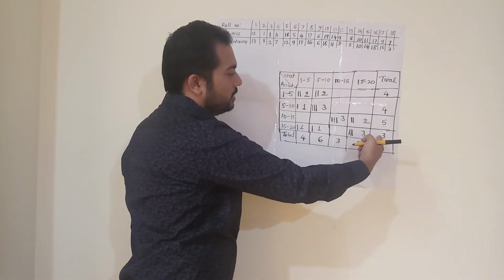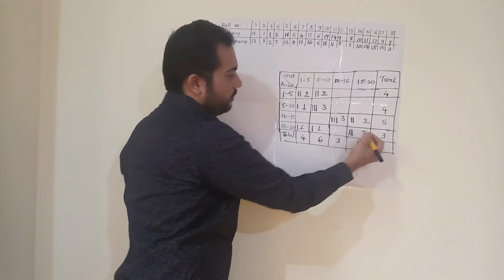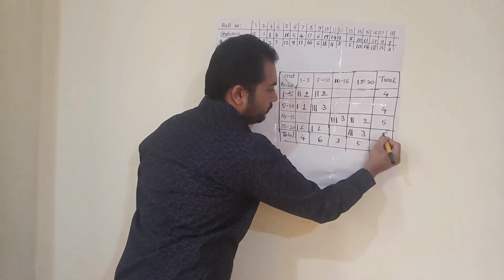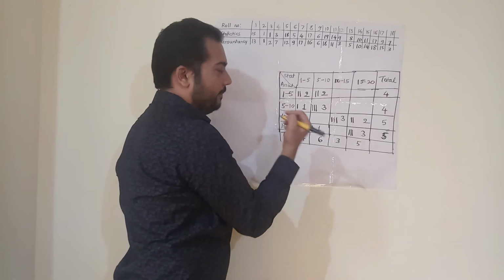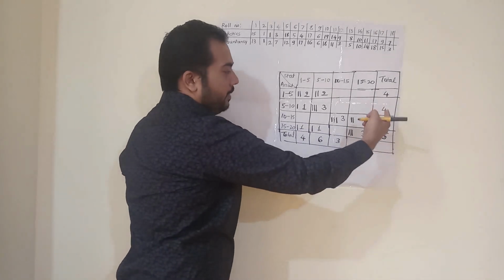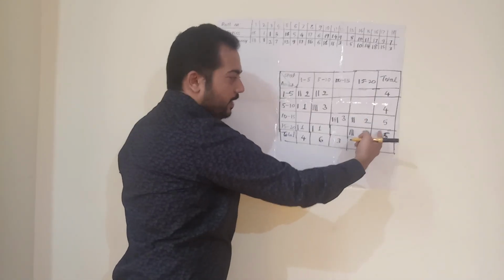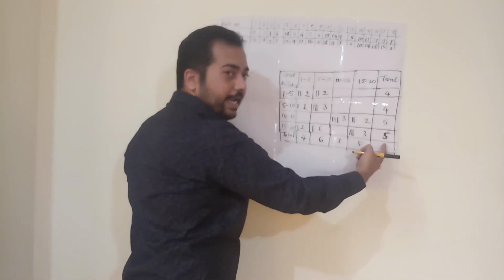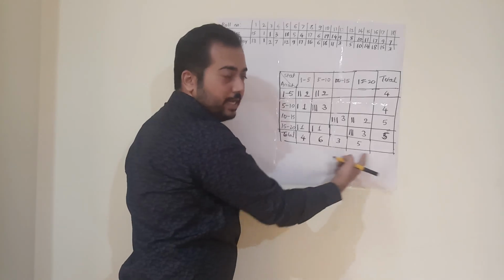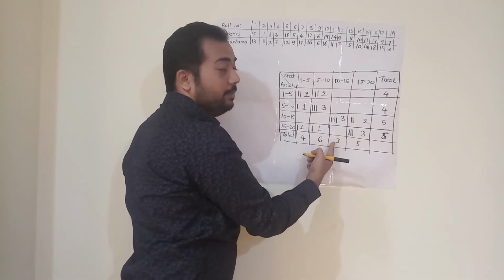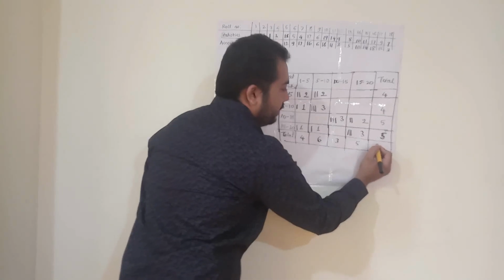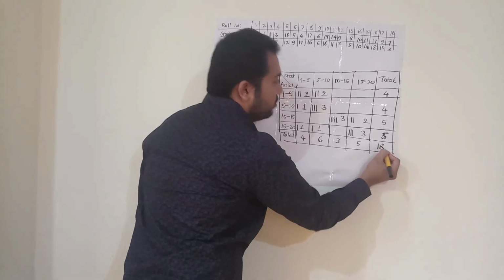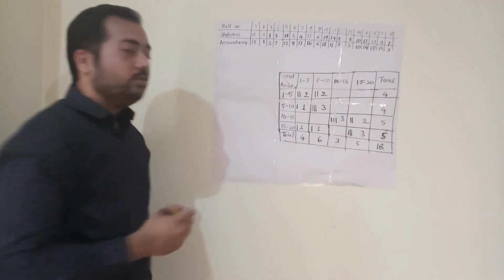13 plus 3, 16. Sorry, this is 5. 3 plus 1 plus 1. So 4 plus 4, 8. 8 plus 5, 13 plus 5, 18. This gives me 18 total, which has to tally with this also. 4 plus 6, 10 plus 3, 13 plus 5, 18. So the grand total is 18, which should always match the total frequency given.